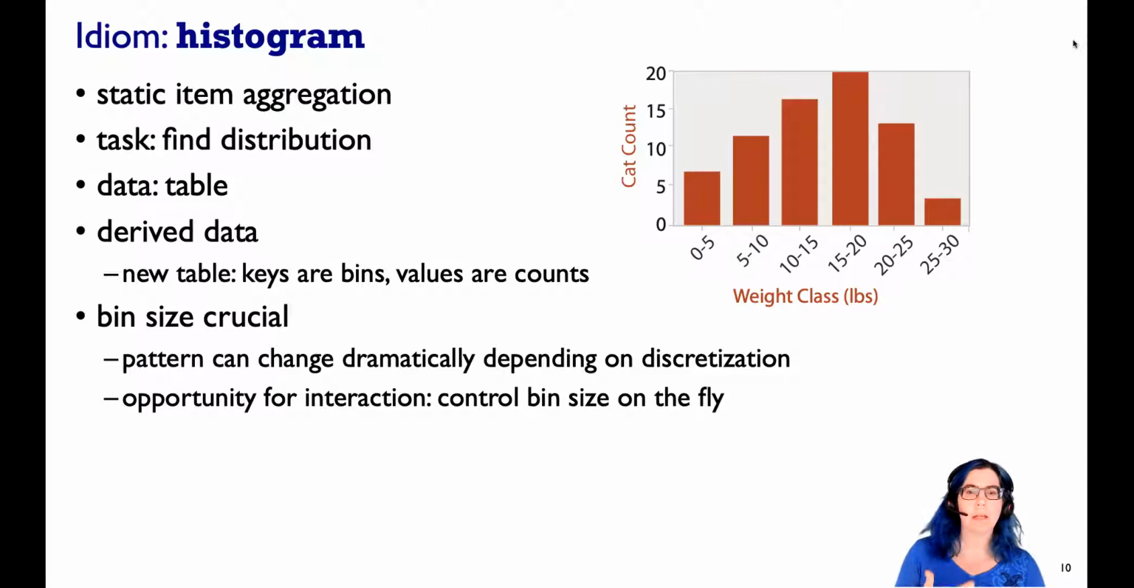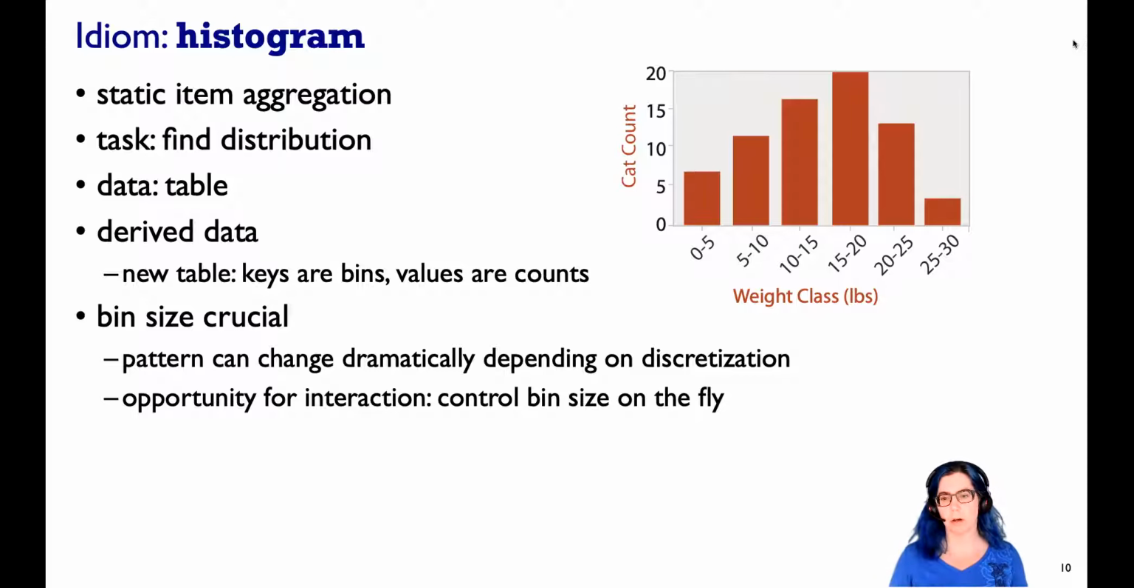What we've done is we've taken a raw table of data and we have derived new data. And in the new table, the keys for that table are the bins we've chosen for the histogram, and the values are the counts of how many items in the original table fell into each one of these bins.